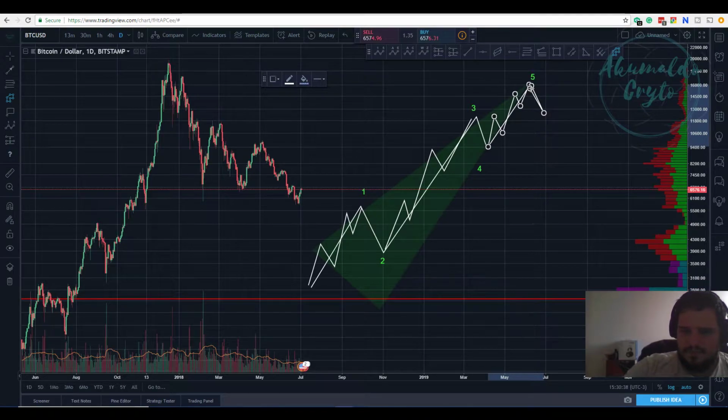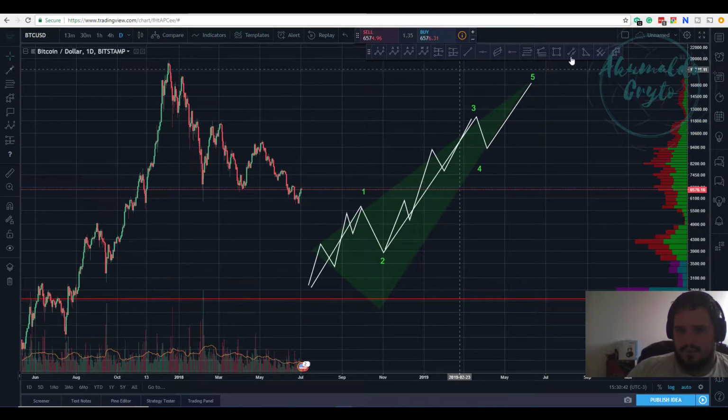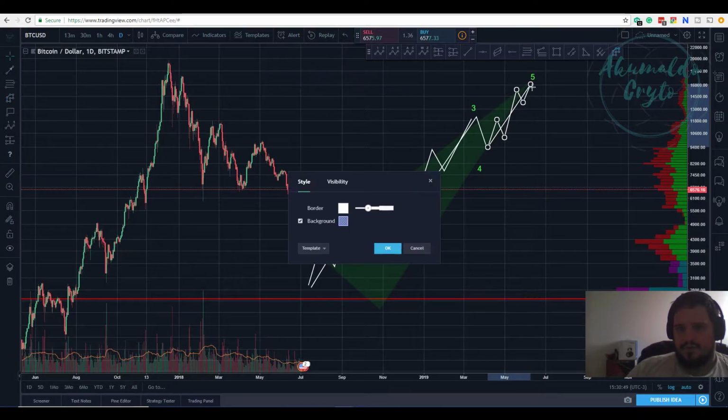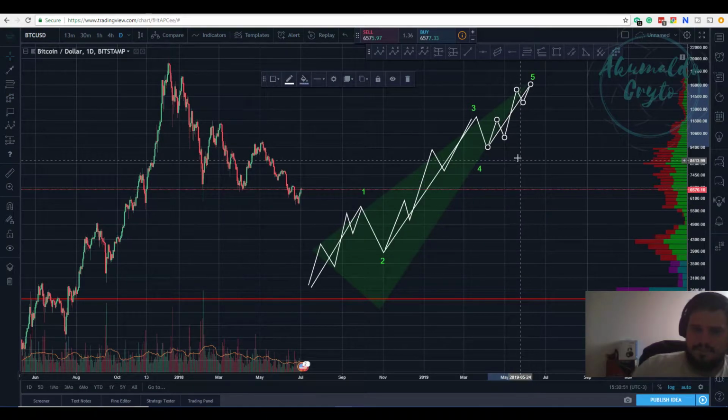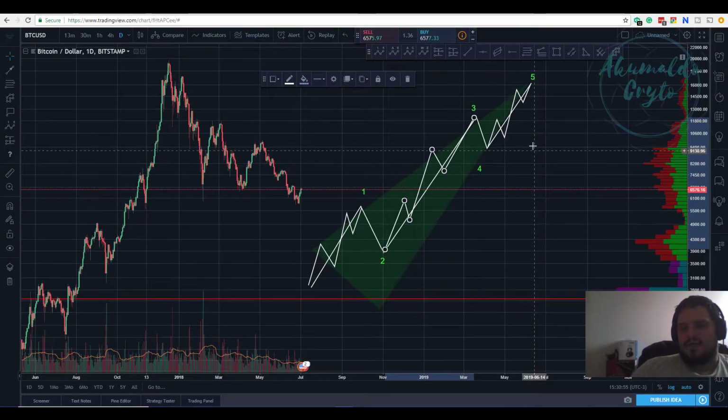Oops, not too good. I'm sorry. 1, 2, 3, 4, 5. It's a beautiful structure, isn't it? Okay, we have waves within waves. This is the basic structure of Elliott waves, okay? 1, 2, 3, 4, 5, 1, 2, 3, 4, 5, 1, 2, 3, 4, 5.